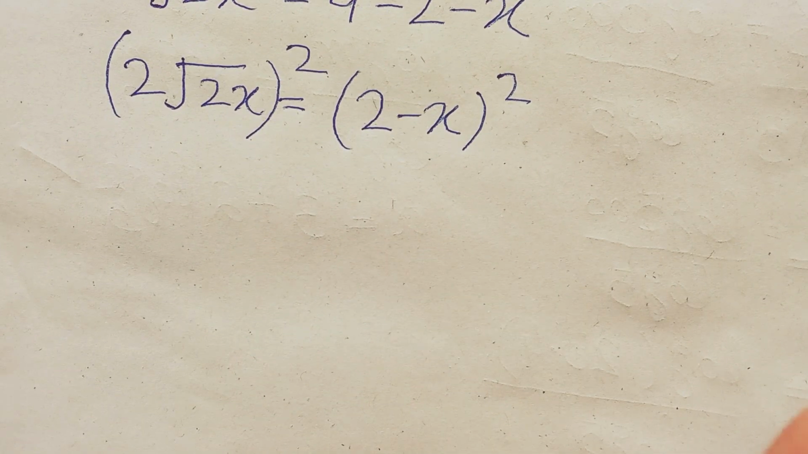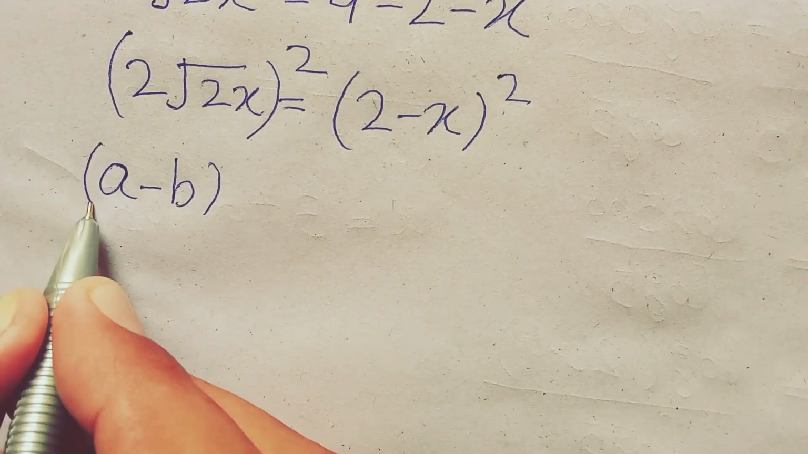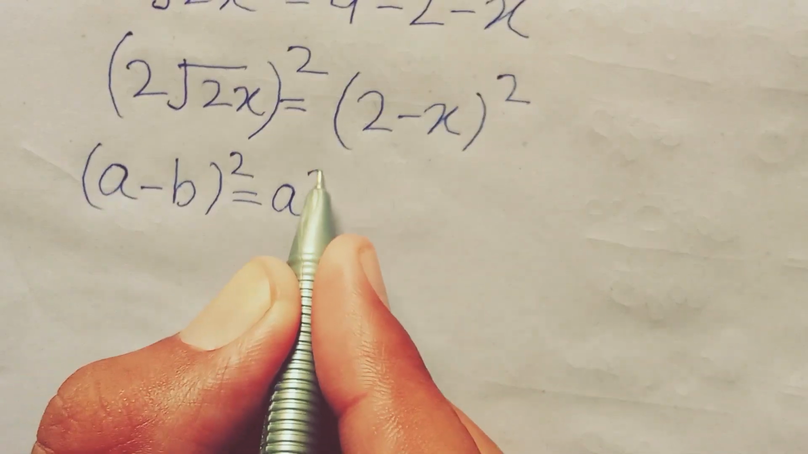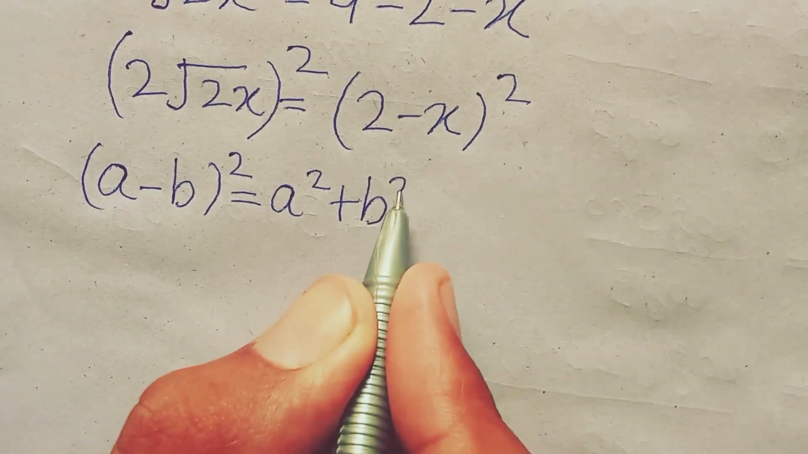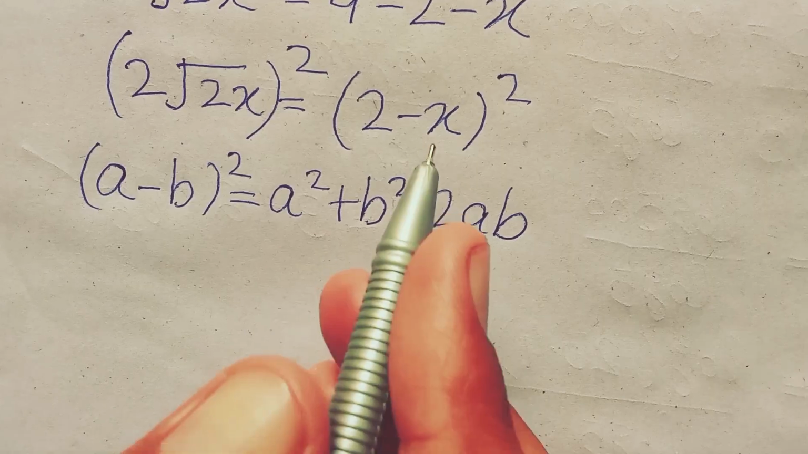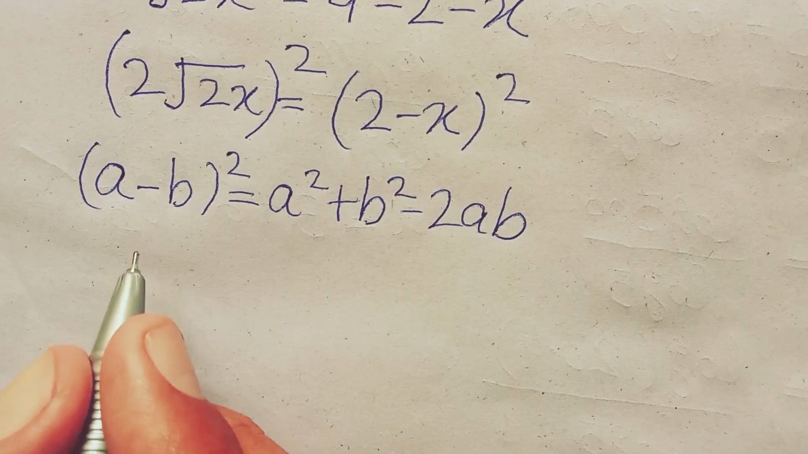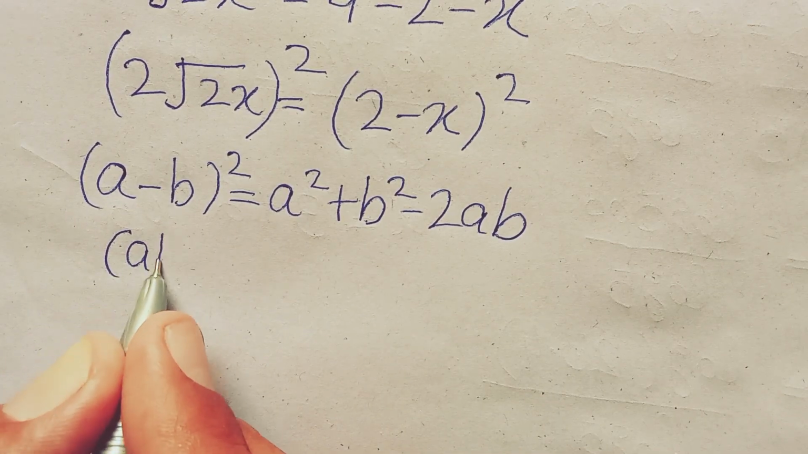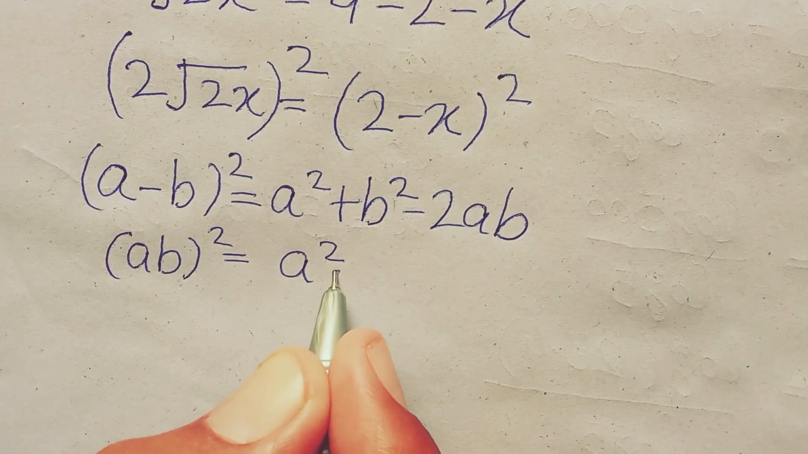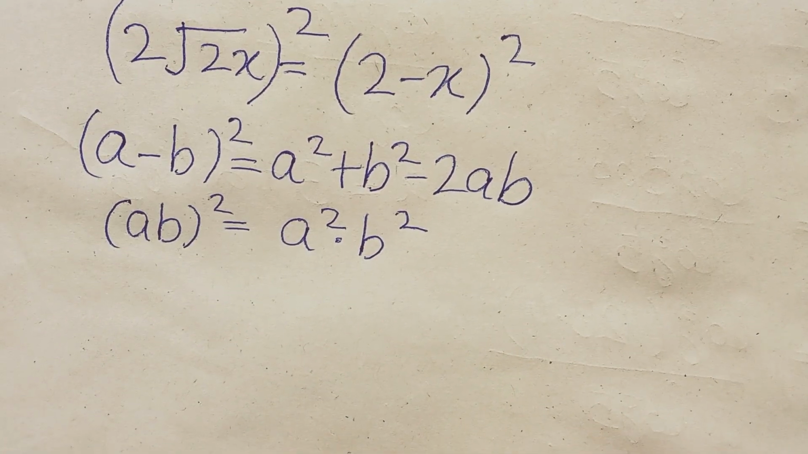So it becomes, according to this formula, (a minus b) whole square is equal to a square plus b square minus 2ab. We can apply this formula on the right hand side. So also we use this formula, (a times b) whole square is equal to a square times b square. We use this formula on the above equation.